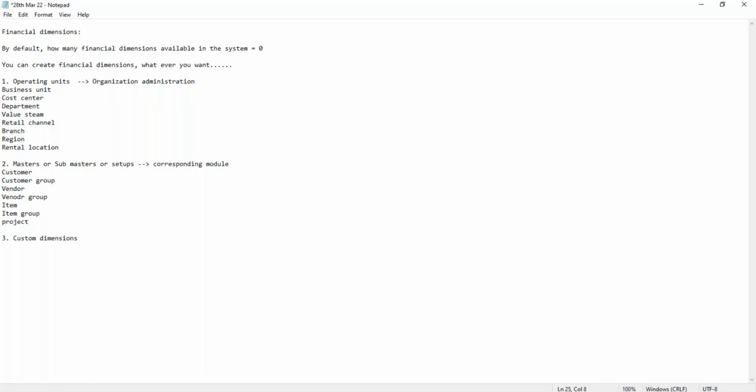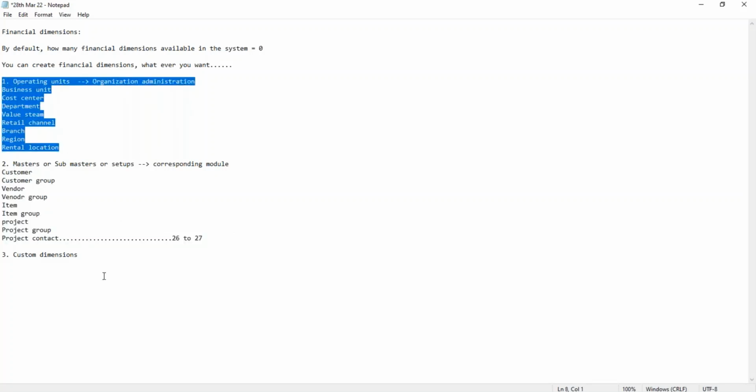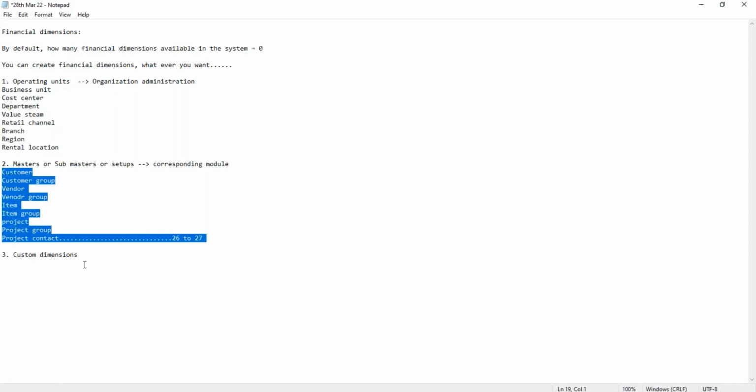Project is available in project management and accounting. Project group is available in project accounting. Project contract is available in the project module. All these things, around 26 to 27, are available. These can be used as financial dimensions. This also can be used as a financial dimension. Now, suppose brand is not there. Brand is not a master or submaster. Brand is not here, then I can create my own dimension, brand.